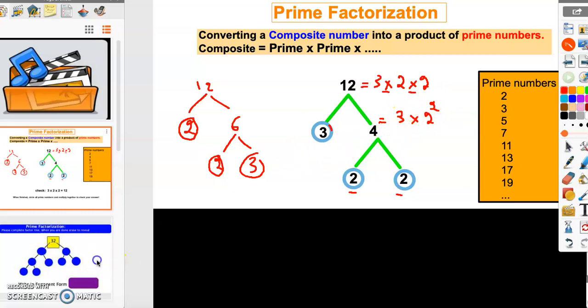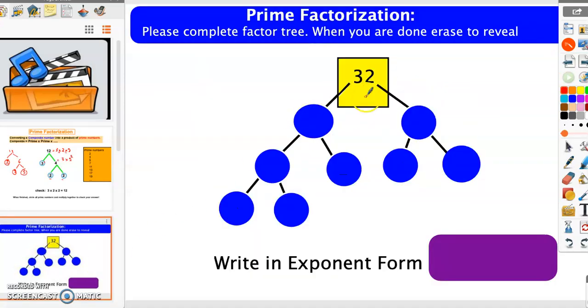Another example. 32. So think about two factors multiplied by each other that give 32. So we can say 4 times 8 or 16 times 2. You can use any one of them. What about 4 times 8, for example? So 8 times 4. So 4 is a composite number and 8 also is a composite number.